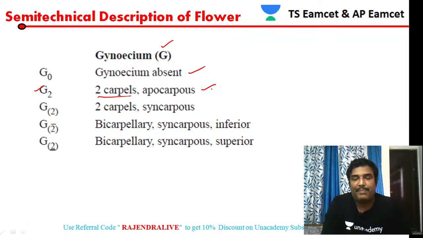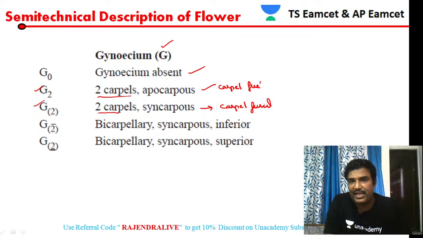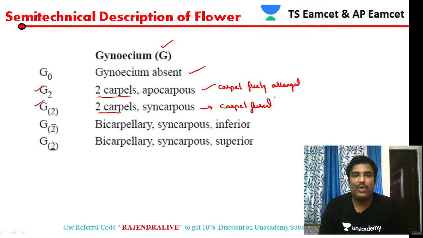Then apocarpous: if carpels are free, such a condition is called apocarpous. Then you see G and 2 kept in brackets, which means two carpels are present and the carpels are fused. When carpels are fused, such a condition is called syncarpous. When carpels are freely arranged inside the gynoecium, such a condition is called apocarpous.